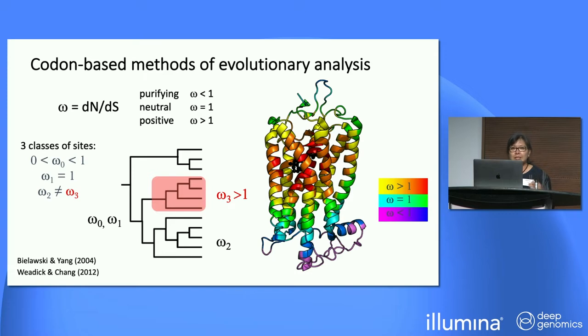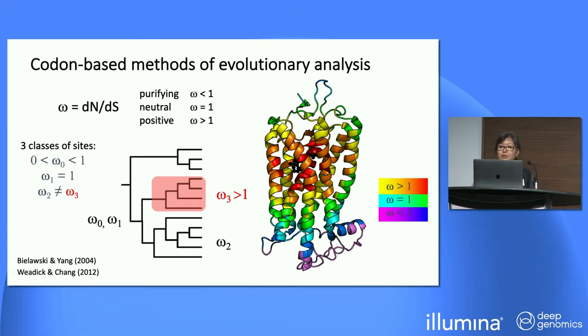Some of the lineage-specific models have proven to be the most powerful and biologically realistic. They allow for the specification of variation in dN/dS, not only in different categories of sites. For example, you can define these categories here, which roughly correspond to purifying, neutral, and positive selection categories. You can also specify changes in this omega parameter in different parts of the phylogeny.